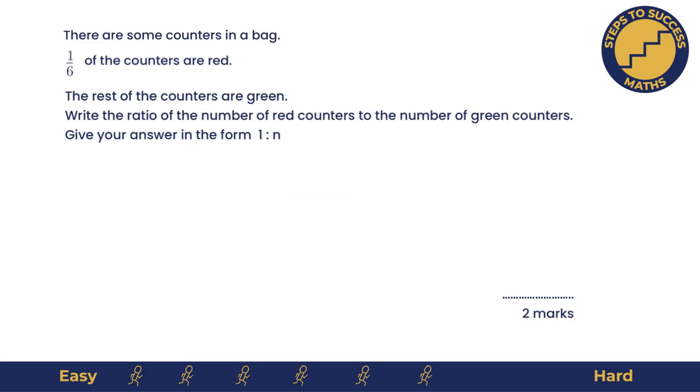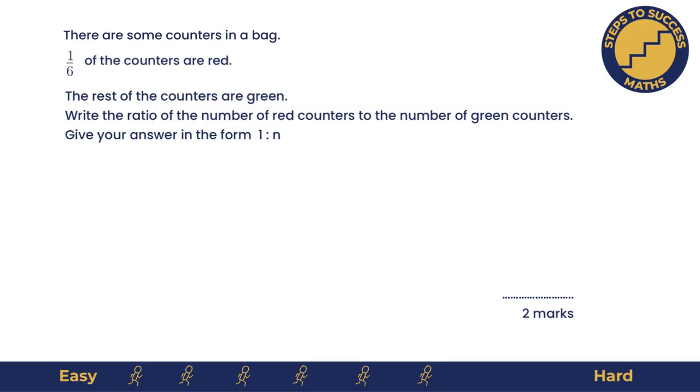There are some counters in a bag. 1/6 of the counters are red. The rest of the counters are green. Write the ratio of the number of red counters to the number of green counters. Give your answer in the form 1 to n.